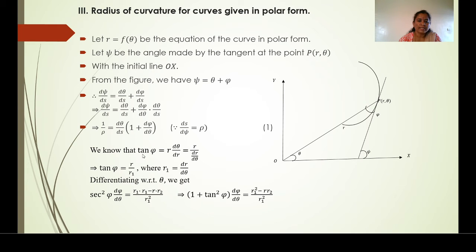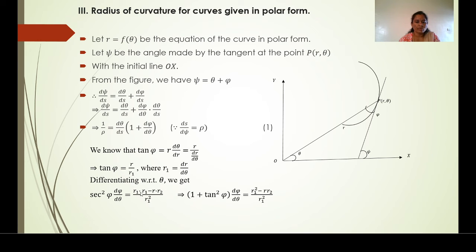Therefore, we know that tan ψ is r into dθ/dr. Then take the reciprocal, r divided by dr/dθ. Then tan ψ is equal to r divided by dr/dθ, the first order derivative r1, where r1 is dr/dθ. Again differentiate these with respect to θ. We get tan ψ is secant square ψ into dψ/dθ, which is equal to r by r1.